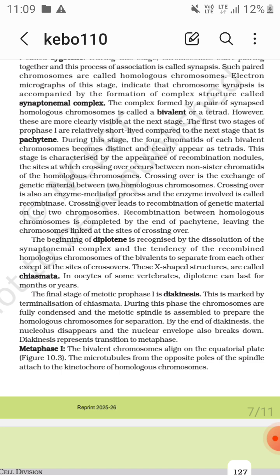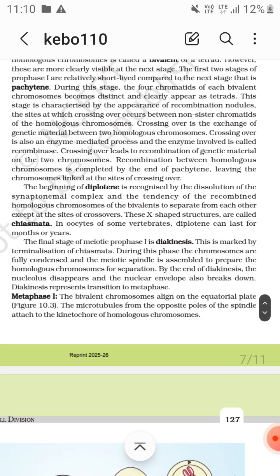The beginning of diplotene is recognized by the dissolution of the synaptic complex and the tendency of the recombined homologous chromosomes, or bivalents, to separate from each other except at the sites of crossovers. These X structures are called chiasmata. In the oocytes of some vertebrates, diplotene can last for months or years.